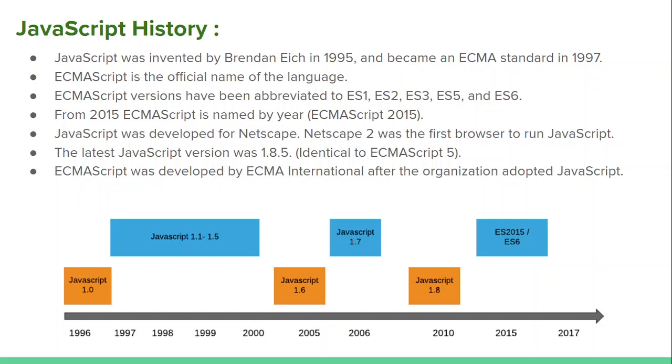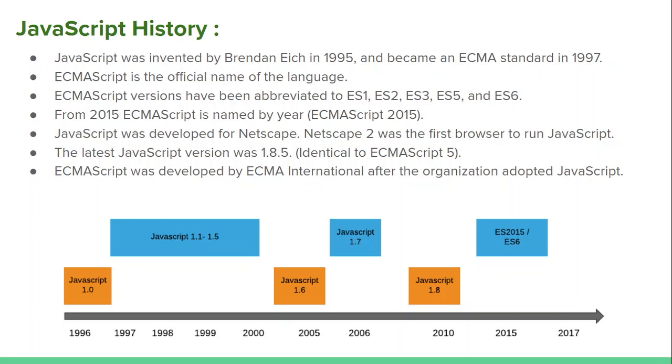JavaScript was invented by Brendan Eich in 1995. The first version of JavaScript was introduced in 1995, and it became an ECMA standard in 1997. ECMAScript is the official name of the language. ECMAScript versions have been abbreviated to ES1, ES2, ES3, ES5, and ES6. From 2015, ECMAScript is named by year, for example, ECMAScript 2015.